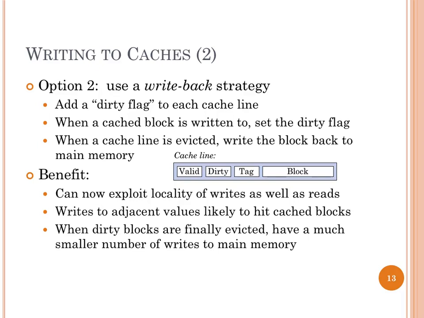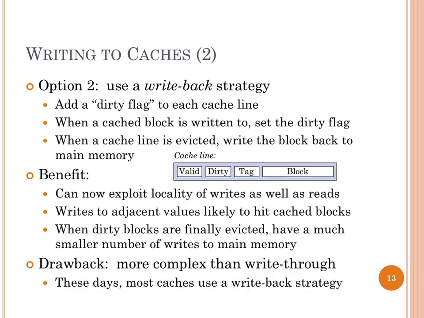So the next level in the memory hierarchy will see less traffic, and that's always good because that's going to improve our performance. Okay? Drawback, there is a drawback. We need more transistors. And so we have more logic.